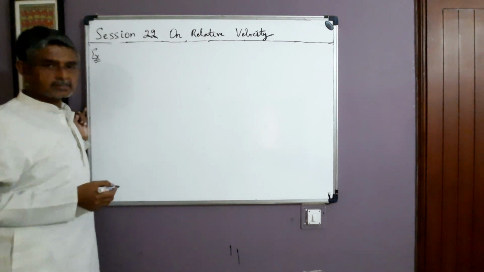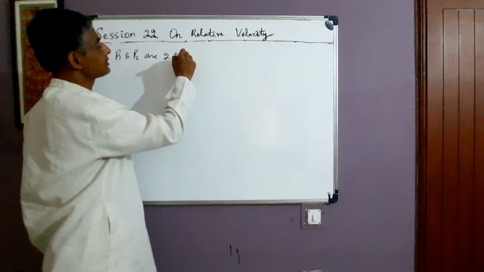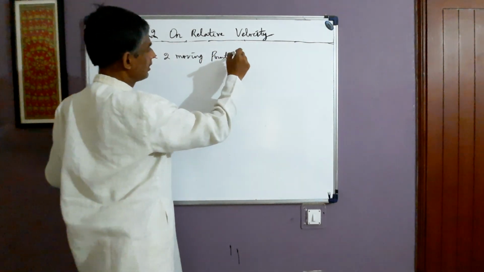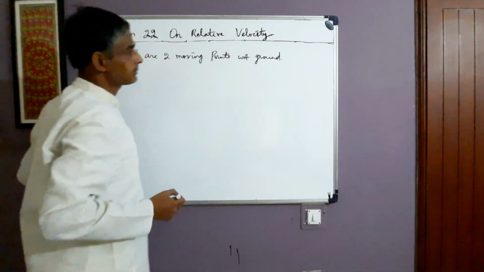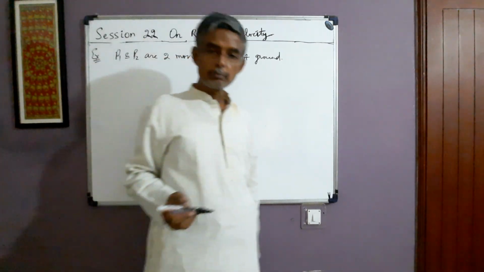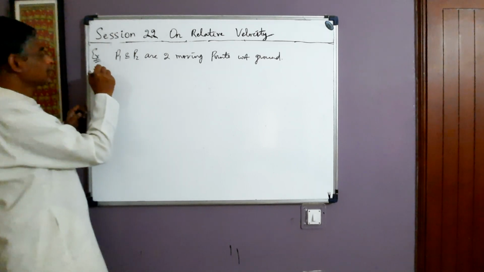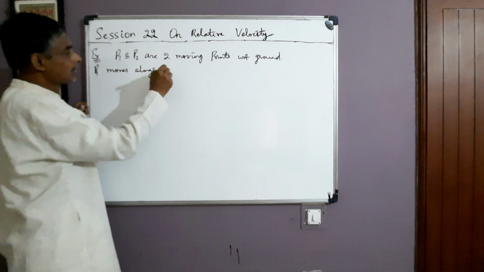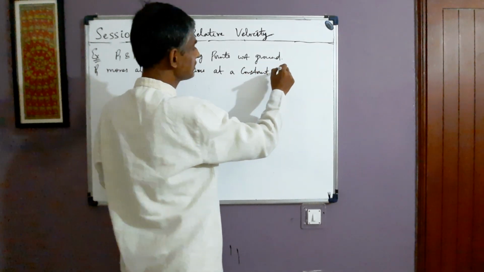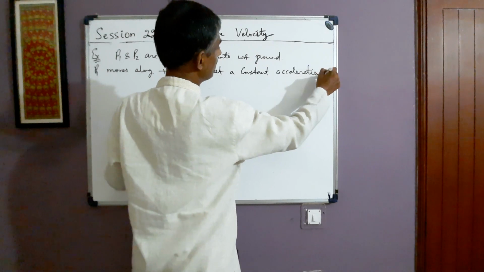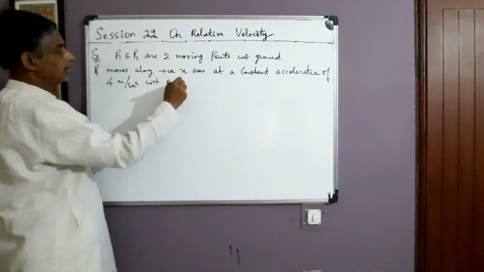P1 and P2 are two moving points with respect to ground. P1 moves along positive x-axis at a constant acceleration of 4 meter per second square with respect to ground.